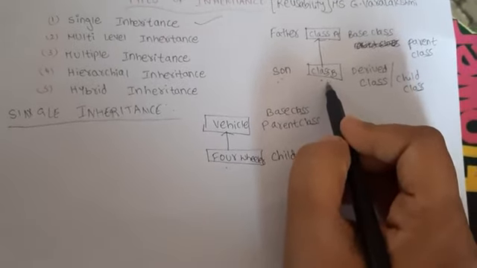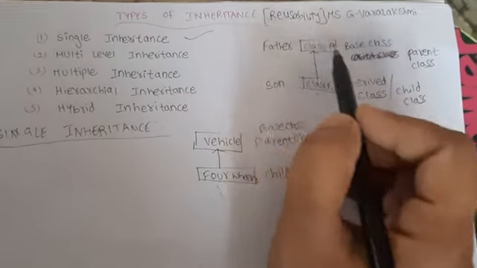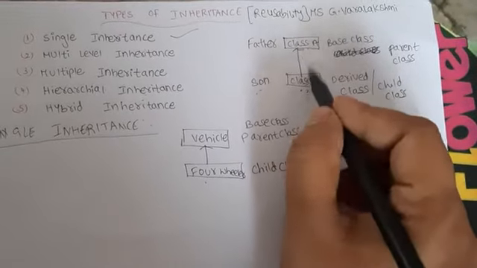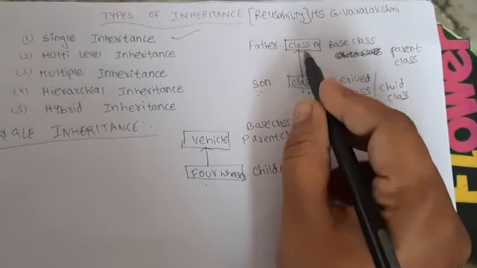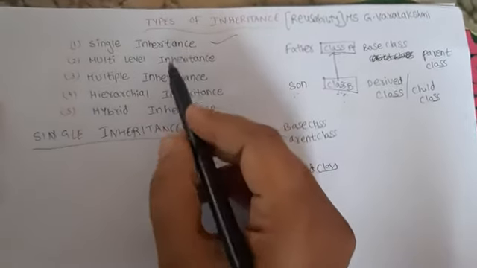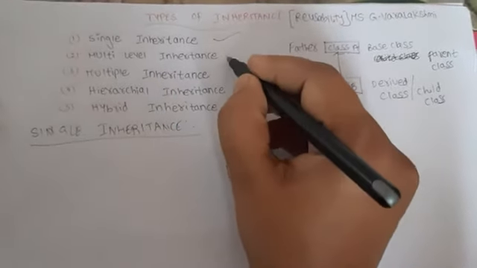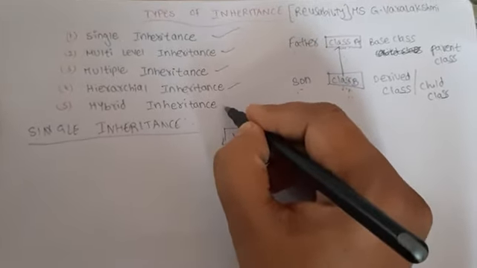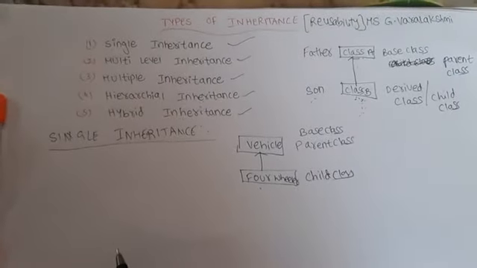So what is the use of inheritance? The main use of inheritance is reusability. Reusability means the parent's properties are being used by the child class. That means you are reusing, instead of declaring the functionality of the parent again in the child. You just take the properties of the parent directly to the child class. There are different types of inheritance: single inheritance, multi-level inheritance, multiple inheritance, hierarchical inheritance, and hybrid inheritance. Now let us see one by one to clearly understand the different types of inheritance.